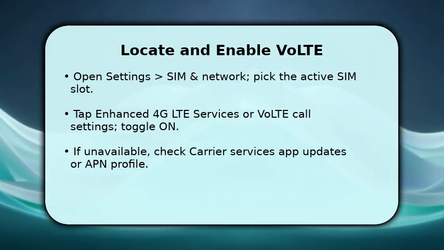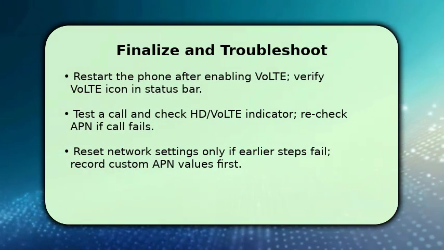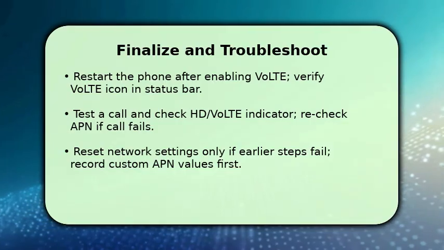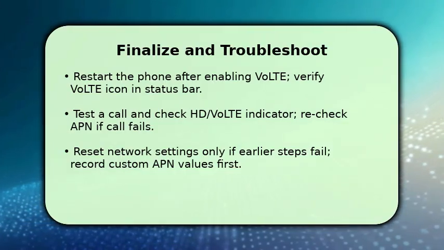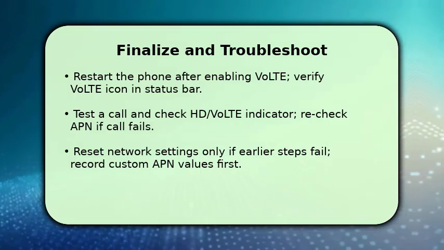After enabling VoLTE, restart your phone to register with the network and then look for the VoLTE or HD icon in the status bar. This confirms service activation. Make a test call to verify improved voice quality and faster setup.